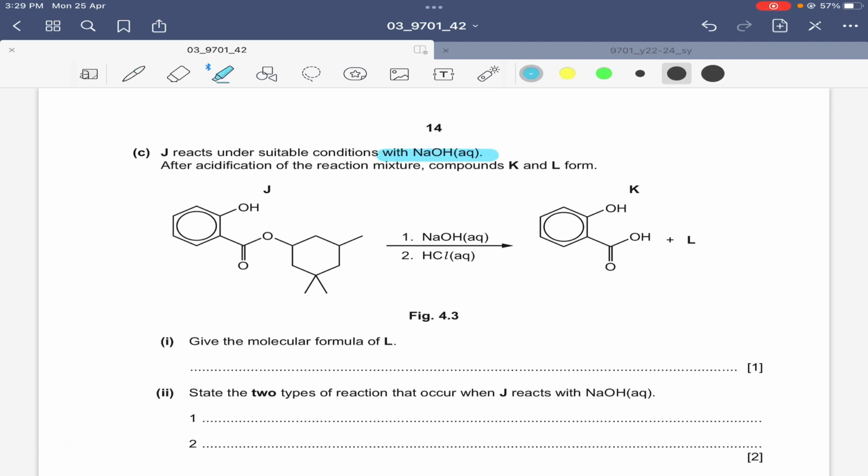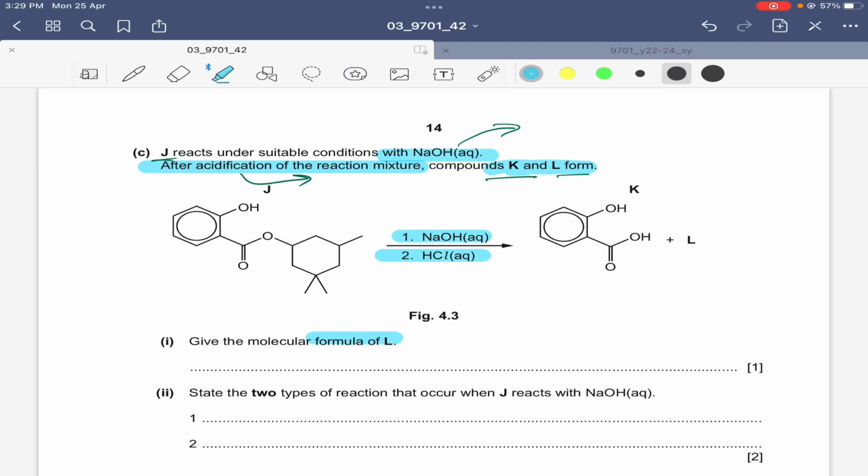All right. Now, in the next part of the question, it is saying that J reacts under suitable conditions with NaOH in aqueous alkaline medium, and after acidification of the reaction mixture, compounds K and L are formed. So basically, first we are reacting J with aqueous NaOH, and afterwards acidification occurs, due to which K and L form. So there are two reactions involved here. First is the reaction of J with aqueous NaOH, and then acidification with HCl. They're asking to give the molecular formula of L.